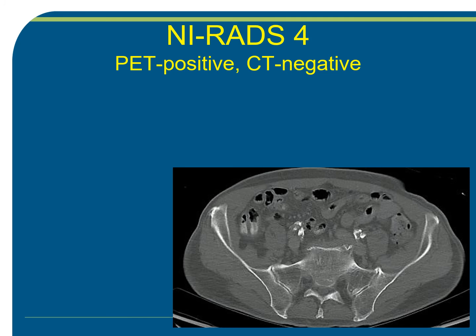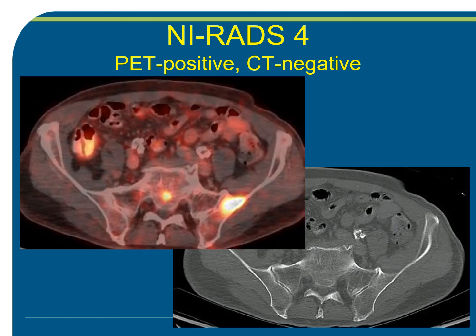Sometimes even in the presence of a negative CT, you can stare at this picture all you want, but I think no matter how hard you stare, it's really hard to identify these metastases that are evident on the PET. This one is so definitively bony metastases that I am comfortable applying a NI-RADS 4 even in the absence of tissue sampling.